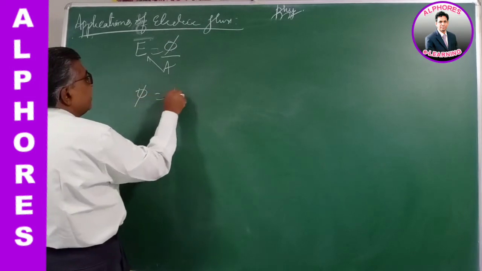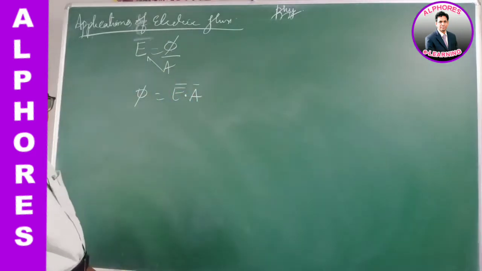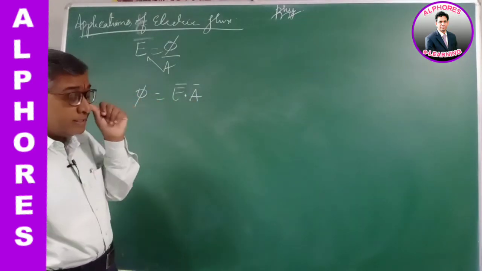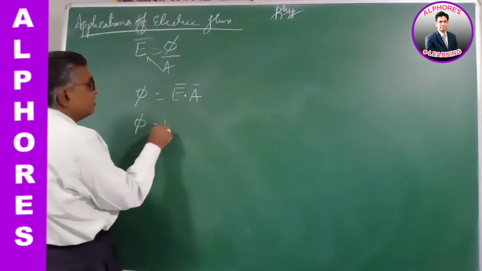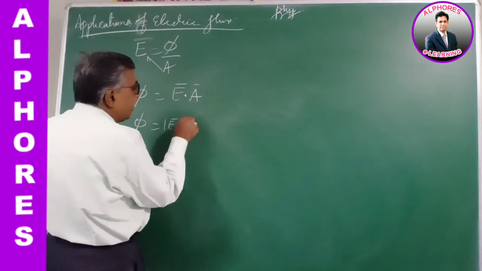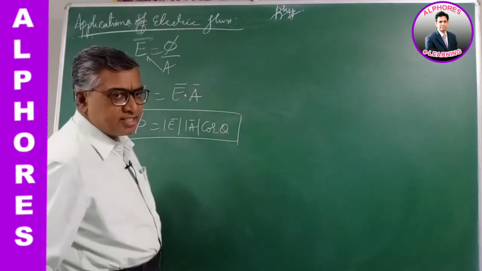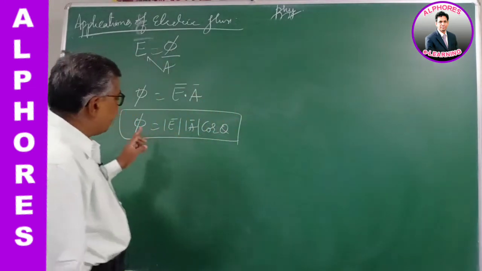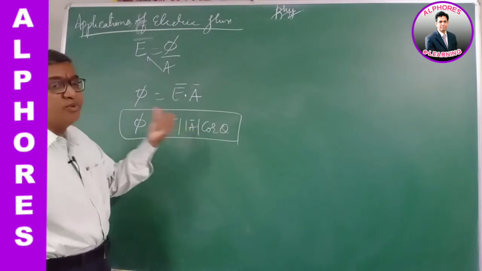So flux is EA, in fact it is E dot A, right? This is a vector, this is a vector, this is a scalar. It is the dot product of these both. So the flux phi is mod E mod A cos of the angle between them. So the flux is EA cos theta. This is the flux, right? So flux is the measure of number of lines of force. This is flux density into area.